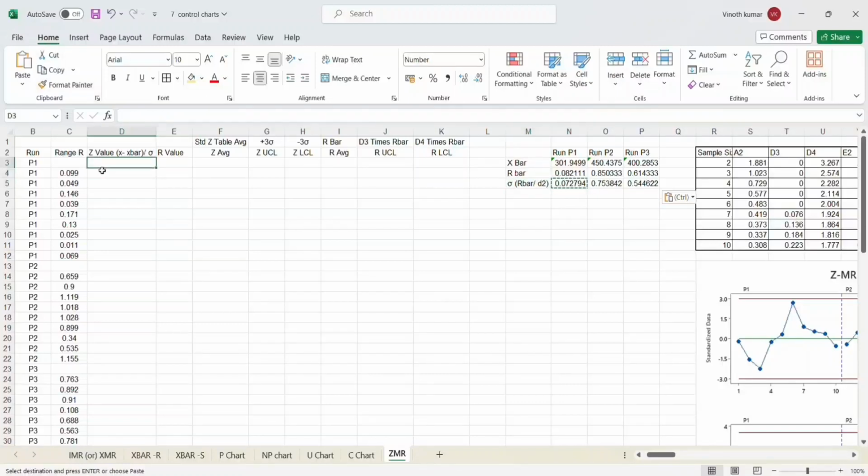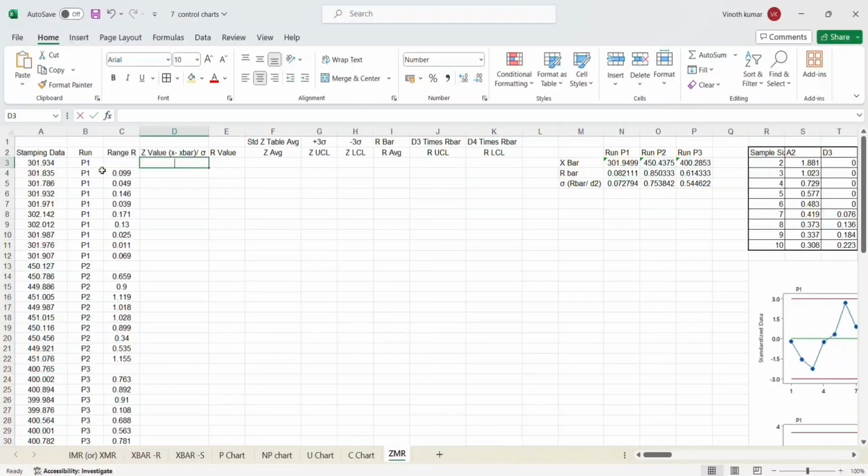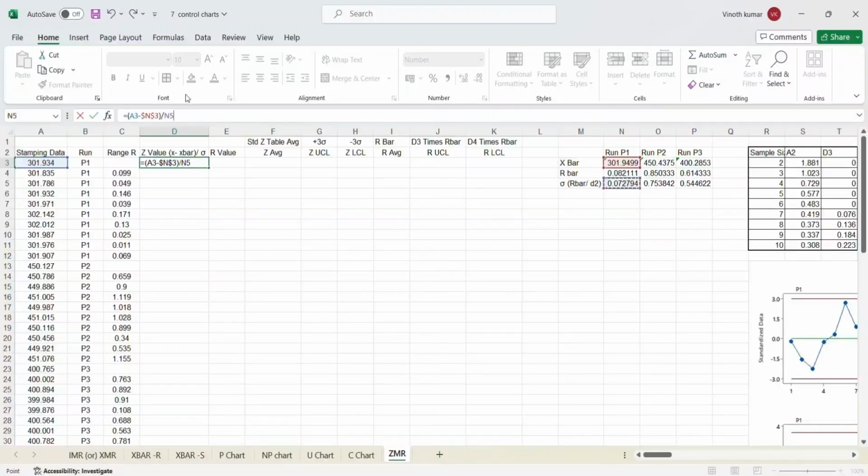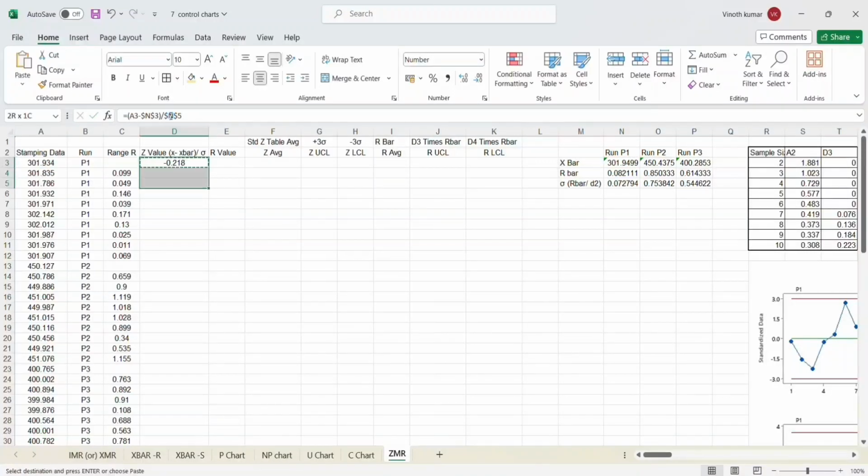Now what I have to do, I have to calculate the corresponding Z value. So we all know Z value formula goes like this: the actual value minus the x bar. So I'm going to freeze this x bar so that I can copy paste the formula, divided by the corresponding standard deviation. Again, I'm going to freeze this so that I will be able to copy paste the formula. Now this is the z score for my individual values. These are individual values. These are the corresponding z scores.